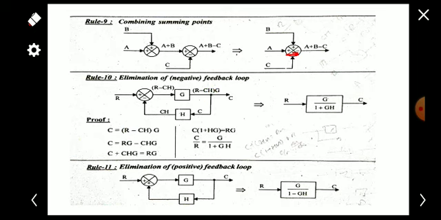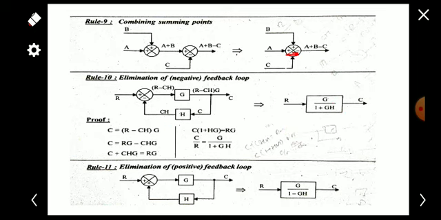And the proof is, from this figure we obtain that C is R minus CH into G. That is, CH is coming here, so R minus CH is multiplied with the G, so C equals R minus CH into G. So it becomes RG minus CHG, and just rearranging it, C plus CHG is equal to RG, and taking C outside, C into 1 plus HG equals RG, so C by R becomes G by 1 plus GH. So we can simply replace this entire large block diagram with G by 1 plus GH.